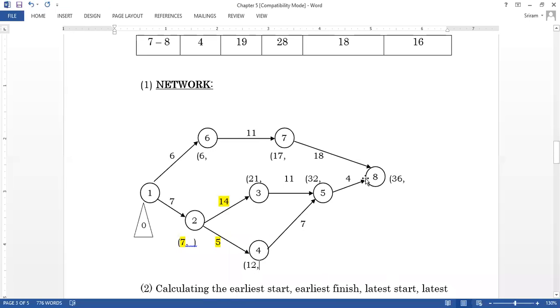So when I want to reach the last point 8, I am having two values. One is 17 plus 18, and one is 32 plus 4. What is 17 plus 18? The value is 35. The other value, 32 plus 4, is 36. So the big value is 36. I am going to take the value as 36. Understand the idea, dear everyone?